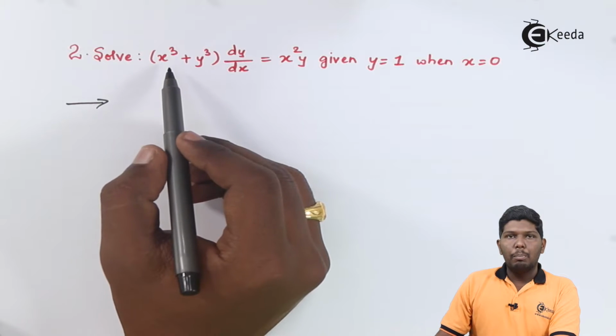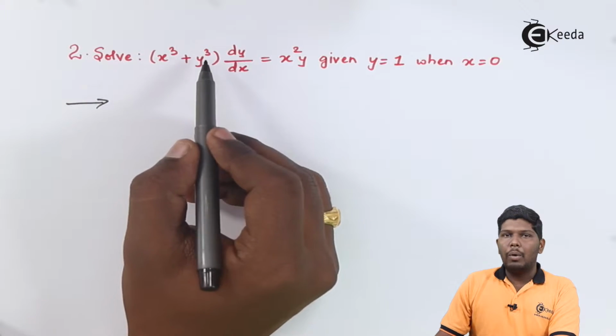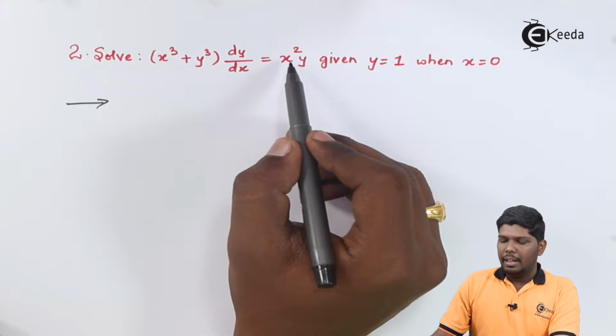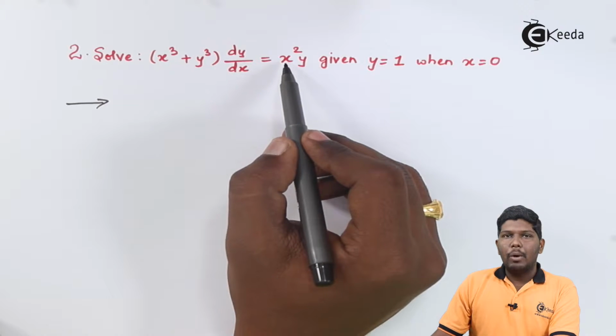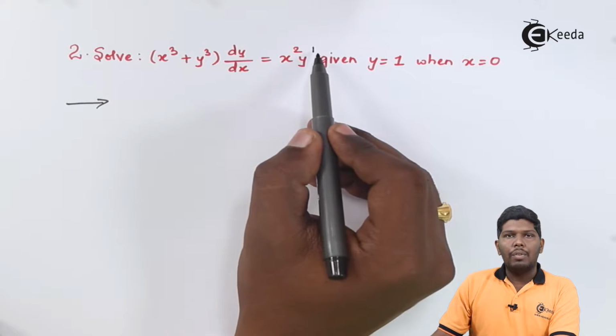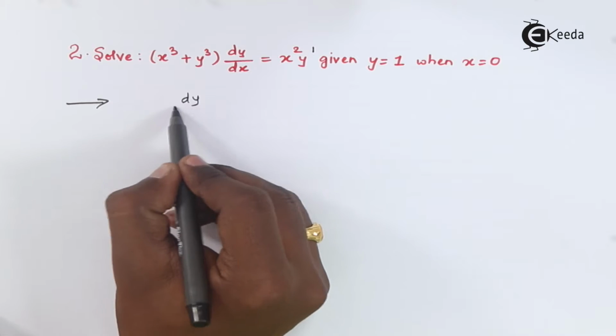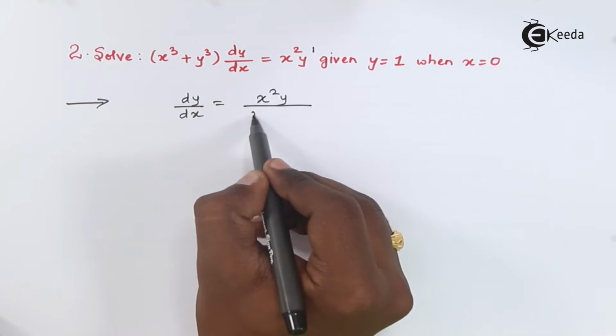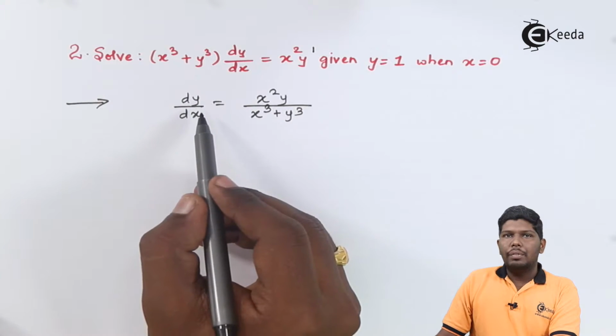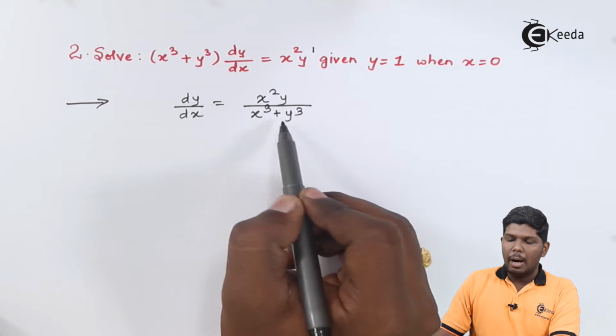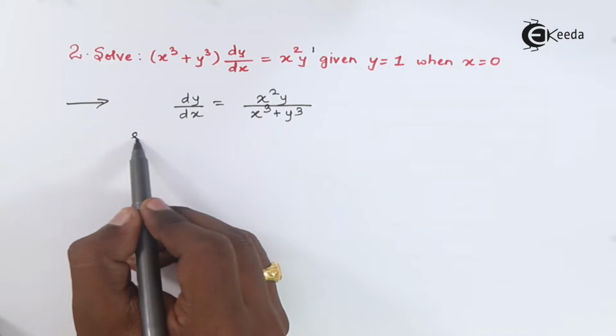As you can see, both x and y have power 3, and on the right hand side we have 2 as the power of x and 1 as the power of y. So collectively this will also give you 3. Thus we have recognized that each term has the power 3, therefore it is a homogeneous function. Now the next step will be to find dy/dx. The value of dy/dx will be x²y upon x³ + y³.